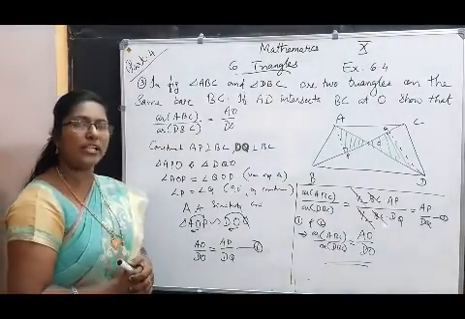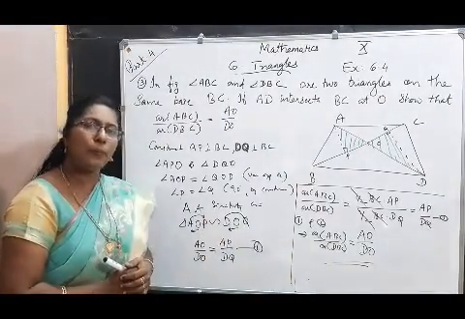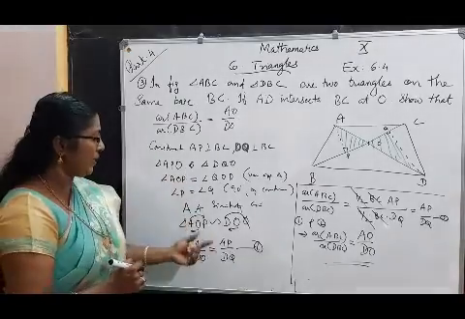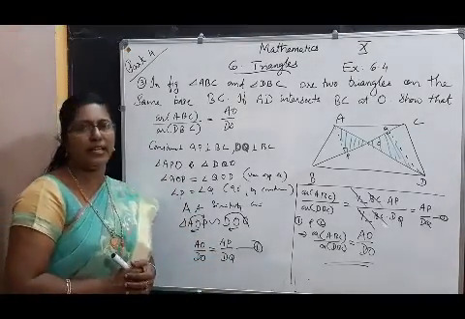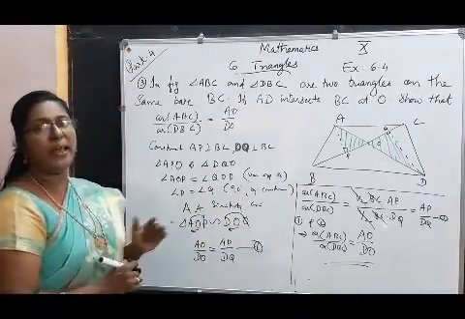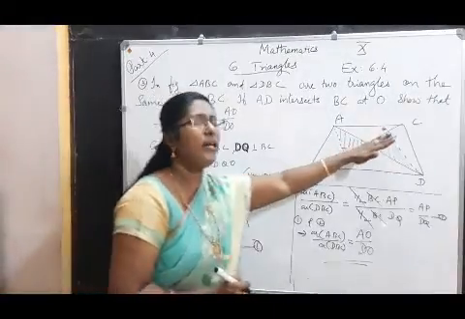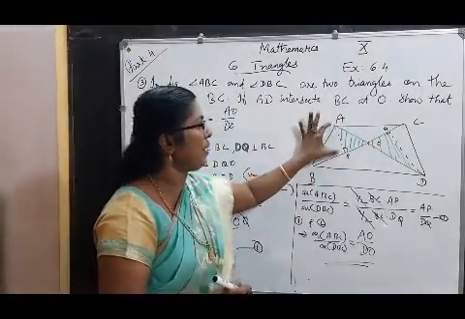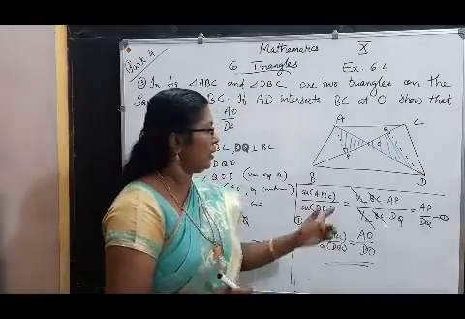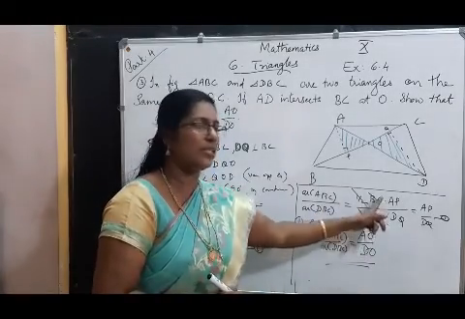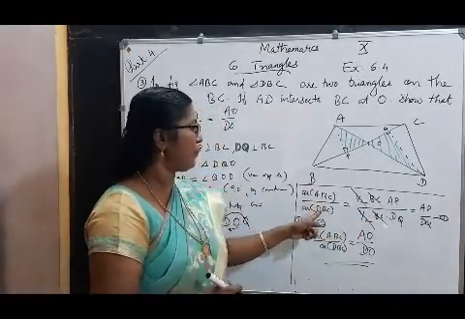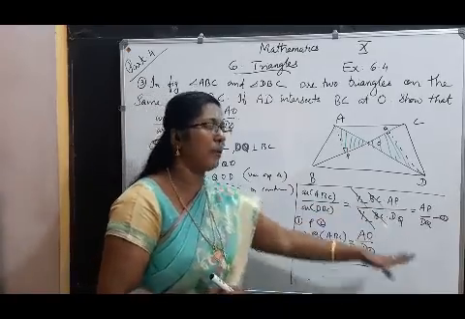If it is similar, corresponding sides are proportional. So we write AO by DO equal AP by DQ. Then area of triangle, base into height. If the base is common, one of the heights is AP and the other is DQ. Then half cancels, BC cancels. So we can write area of ABC by area of DBC equal AP by DQ.